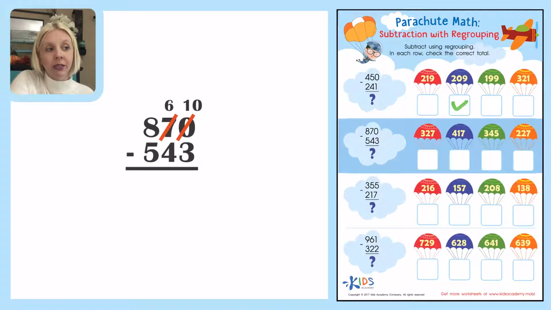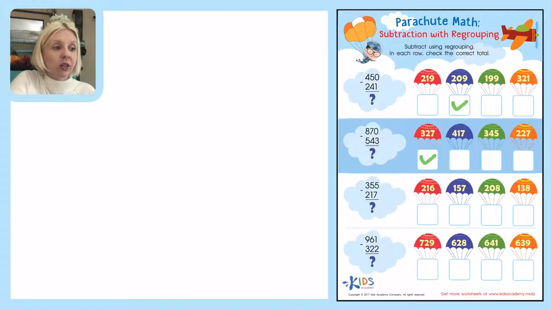Okay. So now I'm going to take 10 minus 3, which is 7, and then 6 minus 4, which is 2, and 8 minus 5, which is going to be 3. So I'm going to find the answer, 327. It's actually the first one right here, and I'm going to put a check next to that one. Okay, great job. Let's go on to the next one.